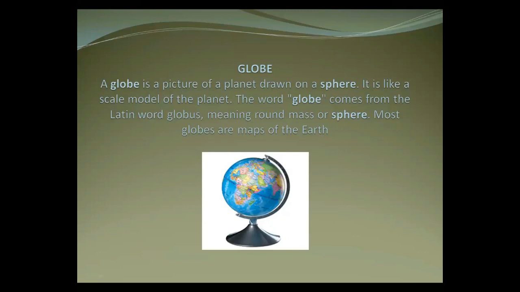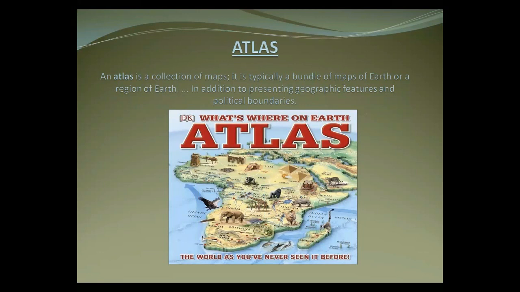Now the next is atlas. An atlas is a collection of books of maps of different kinds: political, physical, climate, and others. An atlas is a collection of maps. It is typically a bundle of maps of Earth or a region of Earth, in addition to presenting geographic features and the political boundaries.